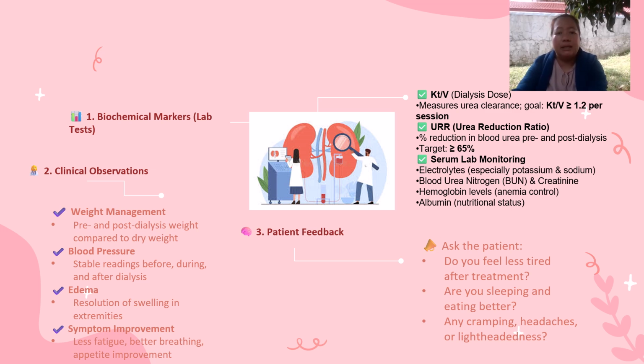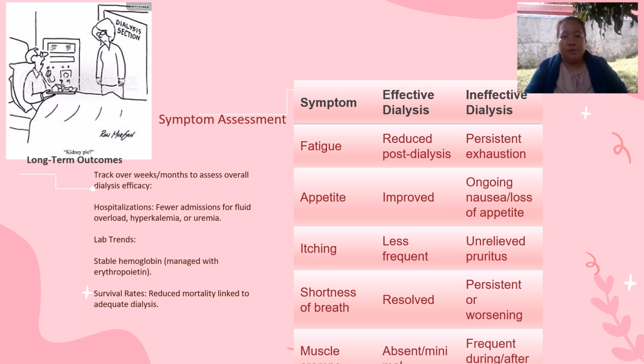If the patient cannot answer, a family member, companion, or significant other can be asked if they perhaps observe it in the house. We nurses can also do symptom assessment. If there's reduced fatigue post-dialysis, it means it's effective. And if there's persistent exhaustion, it means an ineffective dialysis. If the appetite is improved, it is effective. And if there's ongoing nausea or loss of appetite, it's ineffective.